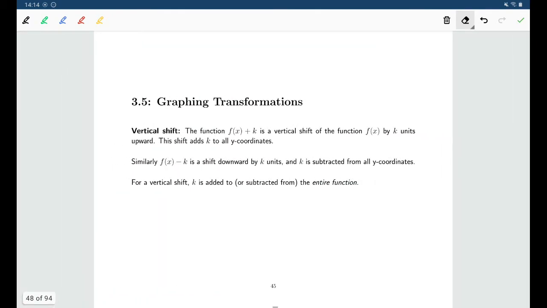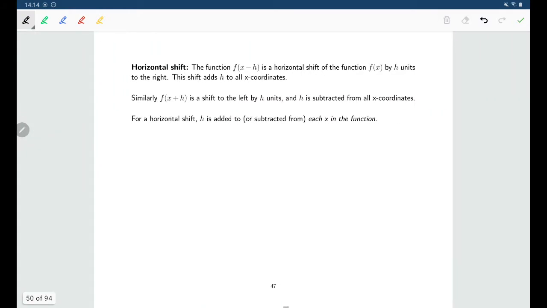So by that I mean here, when you were thinking of f of x plus k, we added k to all the y coordinates, and that was, again, what you would expect that you would do. However, for f of x minus h, instead of subtracting h from all the x coordinates, you're instead going to be adding h to all the x coordinates.